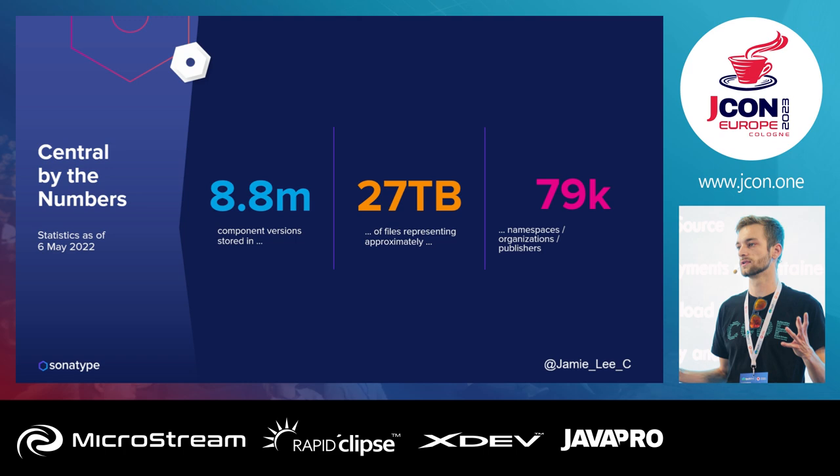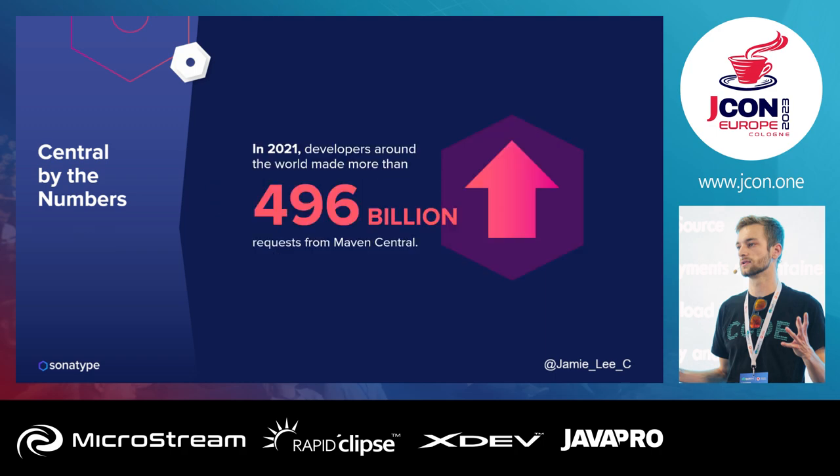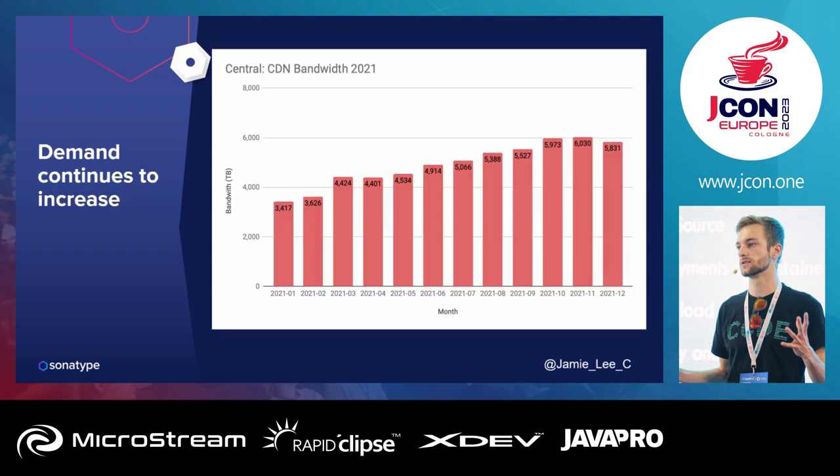We're quite lucky in Java. We don't have to worry about a lot of the security implications that other languages do, like Python, etc. I'll explain why we don't have to. Luckily, that's because Maven and Maven Central at the beginning made some very, very good decisions, and some of the other language repositories did not follow those decisions, which means they are susceptible to a lot more security vulnerabilities going into their repositories as opposed to Maven. But in 2021, developers around the world made more than 496 billion requests from Maven Central. So as you can imagine, this is a very, very heavily used thing. It's not really slowing down.